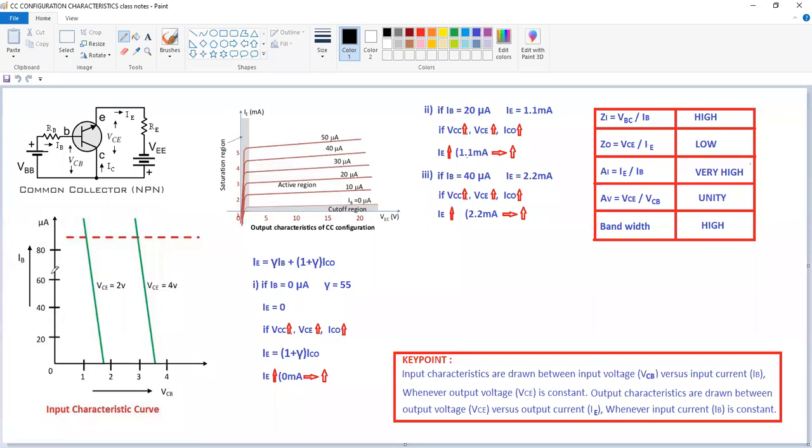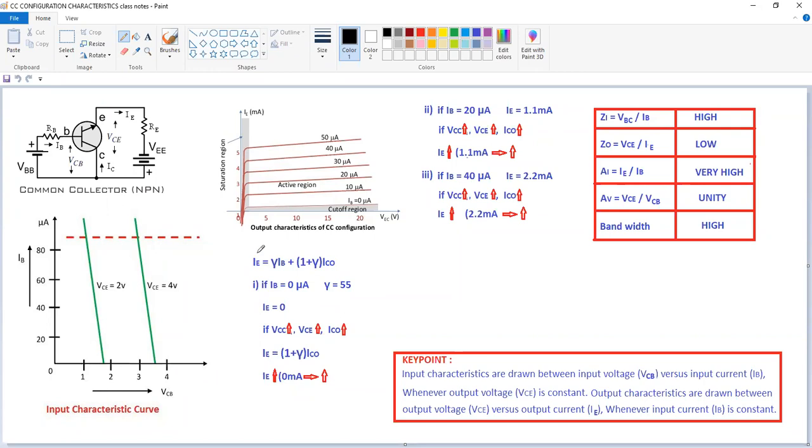IB is a very, very small value when compared to IE and IC. So that's why I'm going to take IB in terms of microamps. Now see the output characteristics of your common collector configuration. Here, to explain this output graph, I am taking the output current in terms of reverse saturation current.